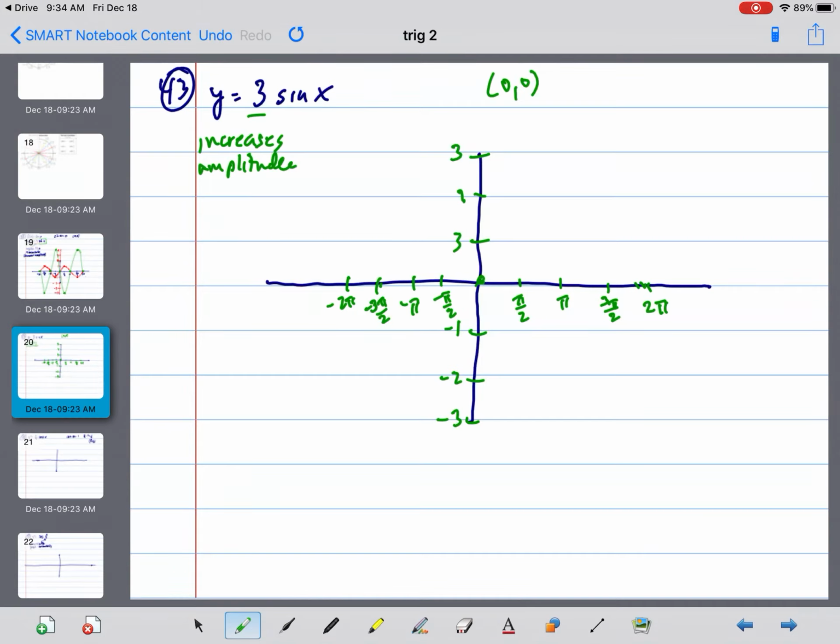The standard trig graphs, the sine and cosine, have a period of 2pi. So that's why we just go over 2pi, because 2pi is just one rotation around the circle. Okay, so anyway, it goes through 0, 0.